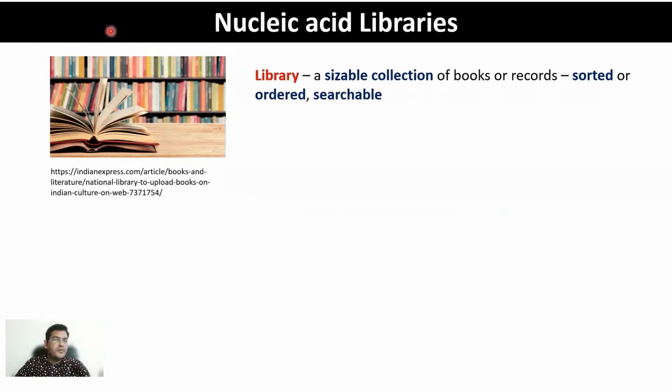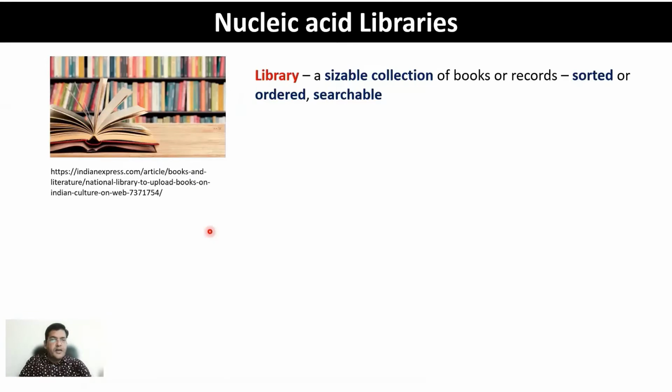So here is a typical picture of a conventional library. If you were to define what a library is in the conventional sense, it is a sizable collection of books or records which are sorted or ordered in a certain manner, and this library should be searchable, right? You should be able to retrieve the book of your interest following an index.